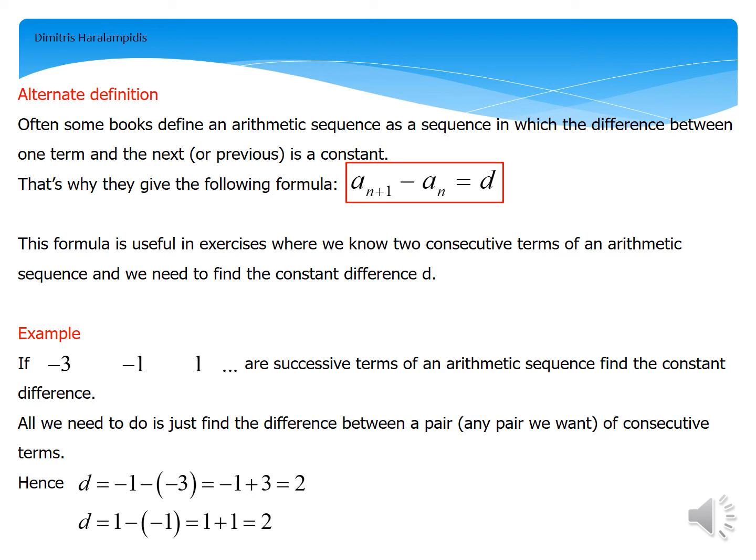For example, if numbers -3, -1, and 1 are successive terms of an arithmetic sequence, find the constant difference. All we need to do is just find the difference between a pair, any pair we want, of consecutive terms. Hence, d can be calculated as the difference of numbers -1 and -3, and we would write d equals -1 minus -3, which would equal number 2. Or we could calculate d as the difference of numbers 1 and -1, where in that case we would write d as 1 minus -1, which again would lead us to number 2.